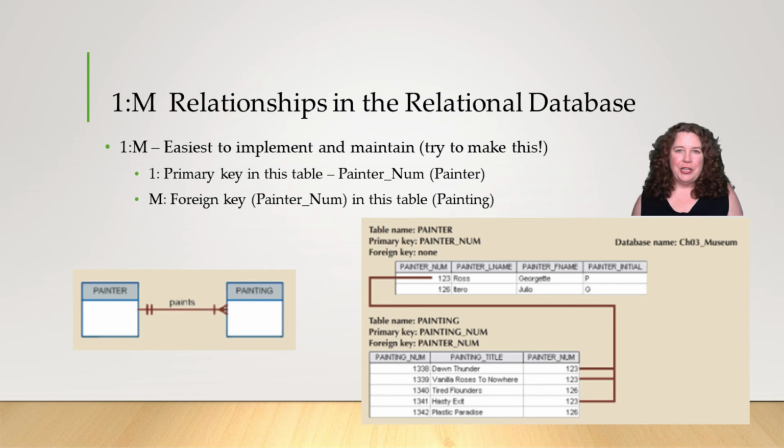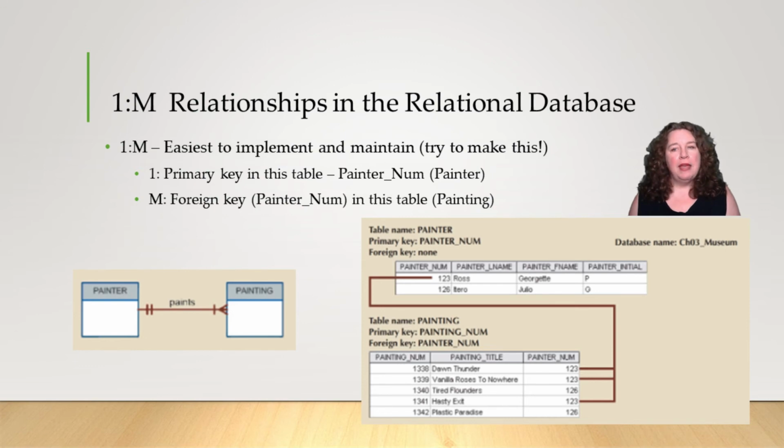In our relationships, again, relational database, all about relationships. We have a one-to-many relationship, and that's going to be the easiest to implement and maintain. This is the one you want to try to create every time. You want to lead towards always having one-to-many relationships. They're the easiest to put in. You have a primary key on your one side, and you have a foreign key on your many side. It works beautifully. This is how a relational database works, if you can keep that one-to-many relationship going.